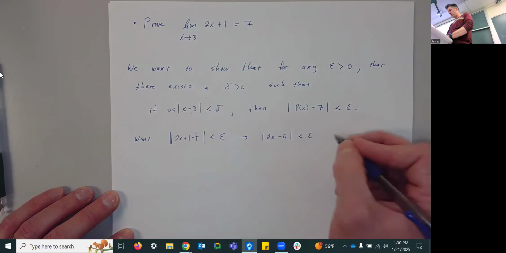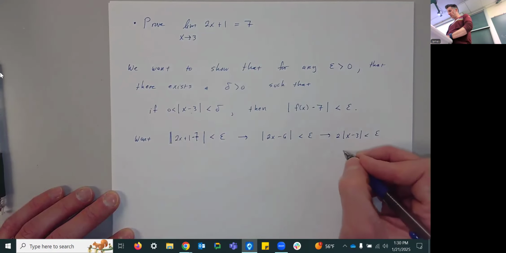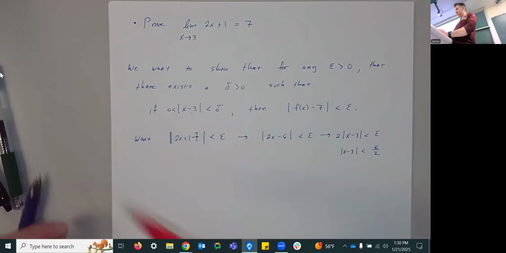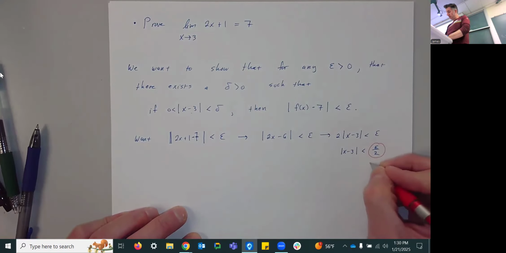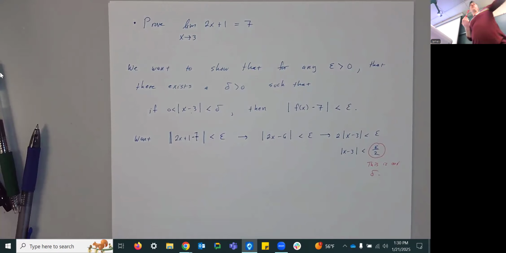We can factor out the 2. So we get 2 times the absolute value of x minus 3 less than epsilon. And finally, we get the absolute value of x minus 3 less than epsilon over 2. And that, epsilon over 2, that's our choice for delta in this problem. This is our delta. And we can see that from the actual numerical examples we already did.